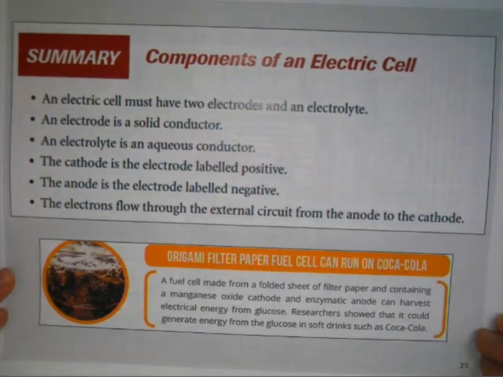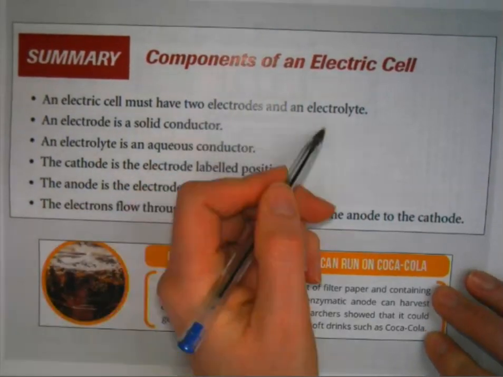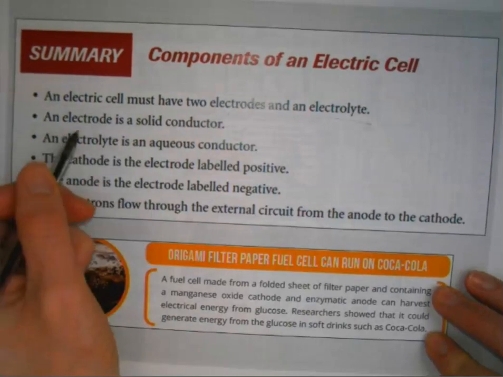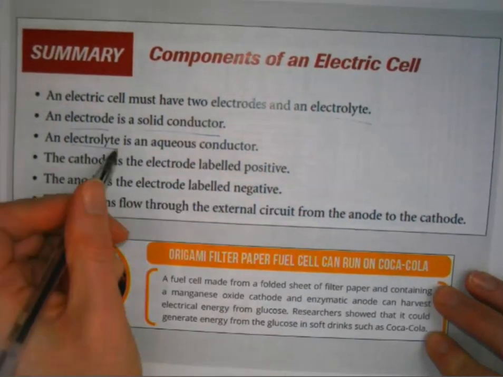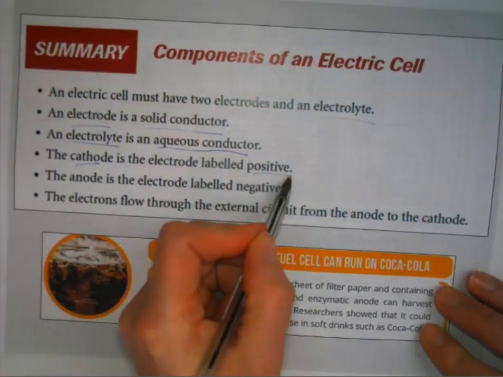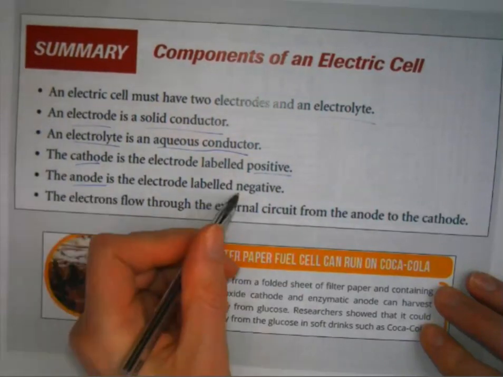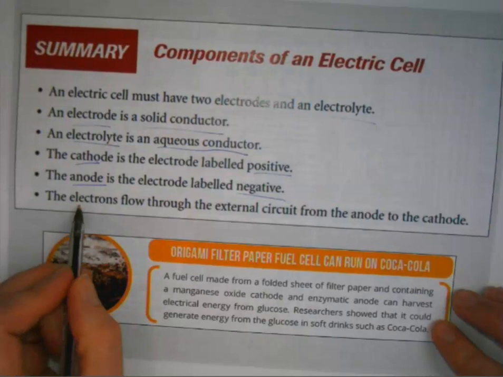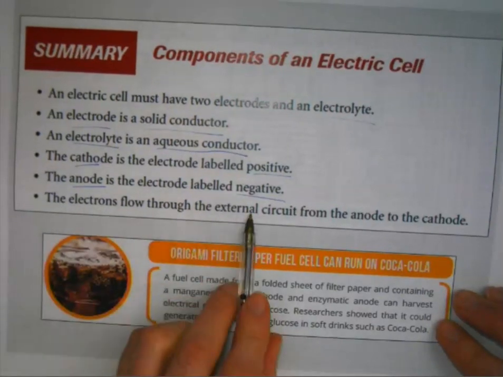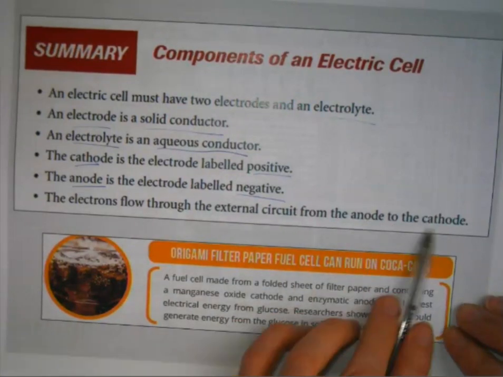All right, so that's pretty much everything. There's a little bit of a summary here of the components of an electric cell. Make sure you're familiar with all of these, that you have to have 2 electrodes and an electrolyte. The electrode is a solid conductor. The electrolyte is an aqueous conductor. Cathode is positive or negative depending on the cell, so that's not maybe the best thing to remember. Anode is negative or positive depending on the cell. And the electrons flow through the external circuit from the anode to the cathode, and that happens regardless of what type of cell we're looking at.